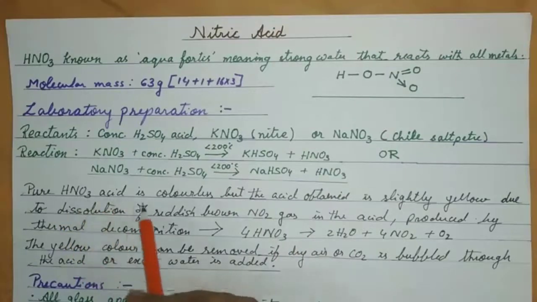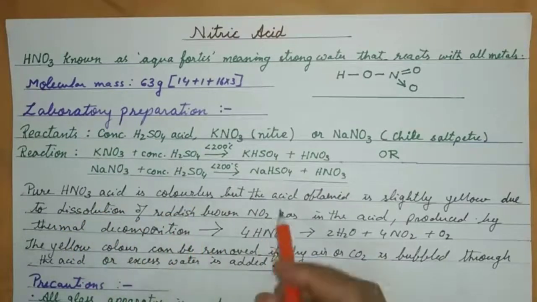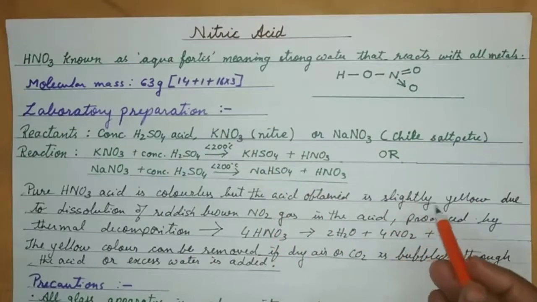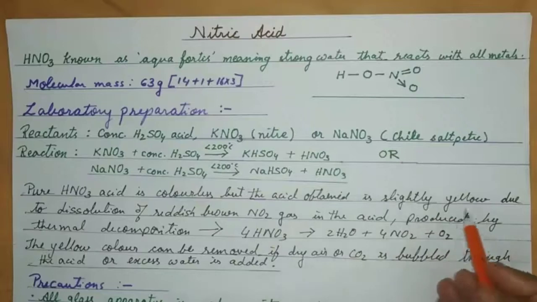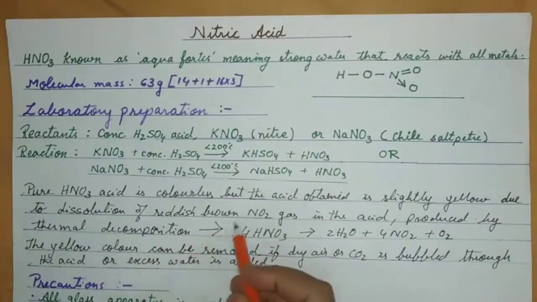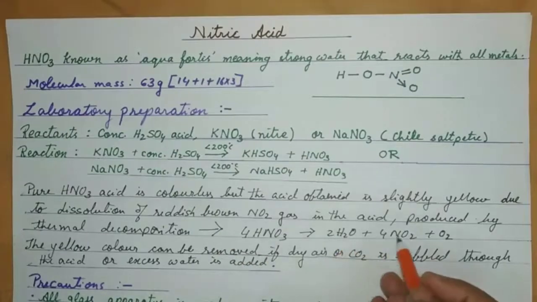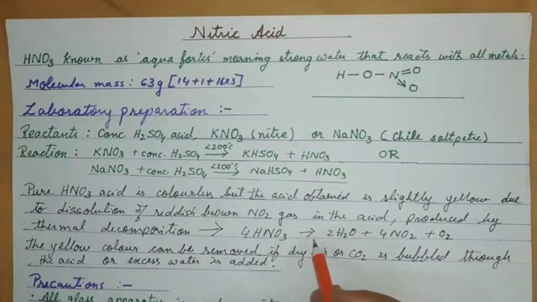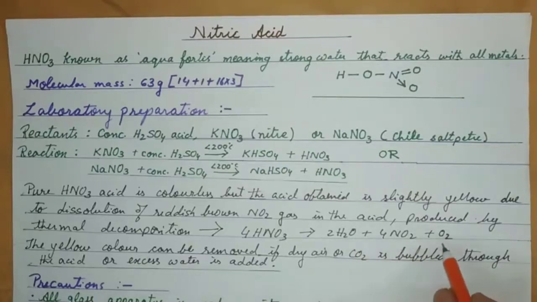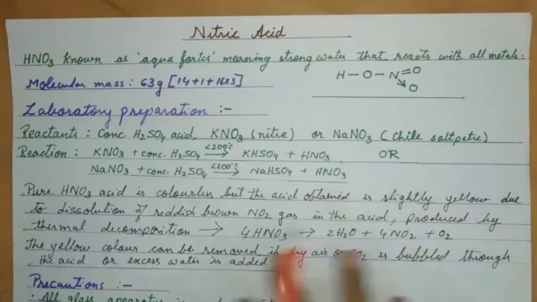Now, pure nitric acid is colorless, but the acid which we obtain here is slightly yellow. This yellow color is due to the dissolution of the reddish brown nitrogen dioxide in the acid. It is produced by thermal decomposition. So, HNO3 can give water, nitrogen dioxide and oxygen. This reddish brown nitrogen dioxide dissolves in nitric acid, giving you a slight yellow color, but otherwise pure nitric acid is colorless.